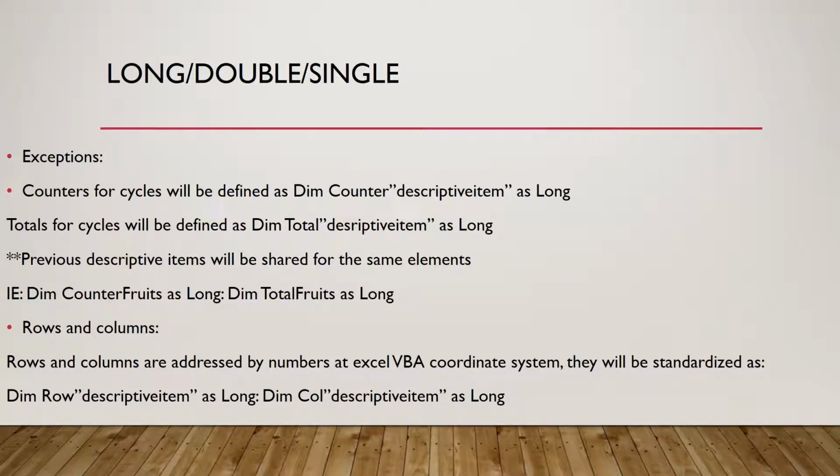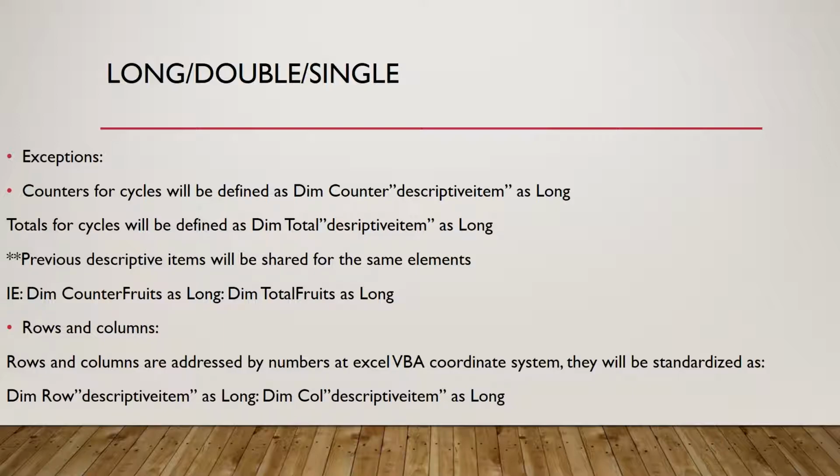There will be exceptions to this rule. Counters, for example, for cycles will be defined as dim, counter, descriptive item, and then as long. Totals for cycles will be defined as dim, total, descriptive item, as long. Previous descriptive items will be shared for the same elements. For example, let's assume that we are going to count fruits and we are going to base a cycle on the number of fruits. So, dim counter fruits as long and then dim total fruits as long.